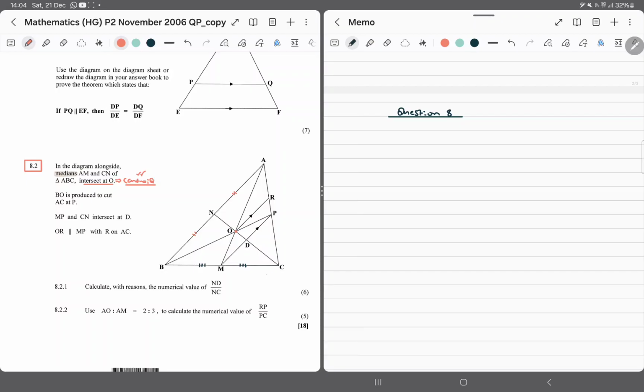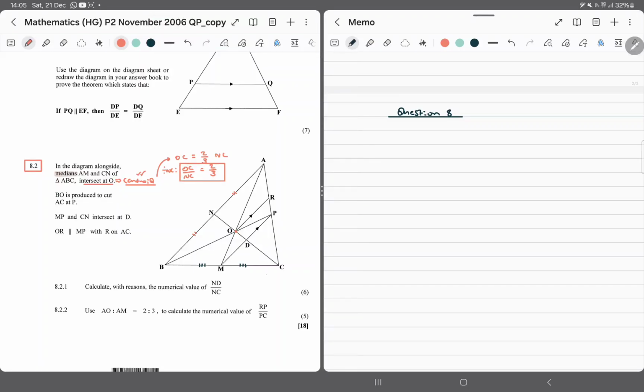And if now O is the centroid, what story do we get? We will then appreciate that OC is basically 2/3 of NC. That's the idea. And of course, if we divide by NC, we will have OC over NC, giving us 2/3. This is very good, guys. Please know these kinds of things.